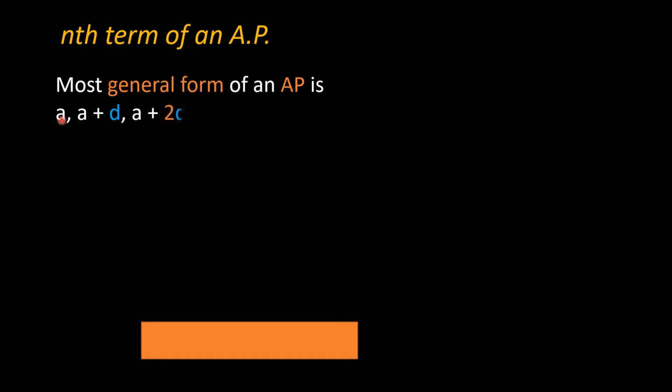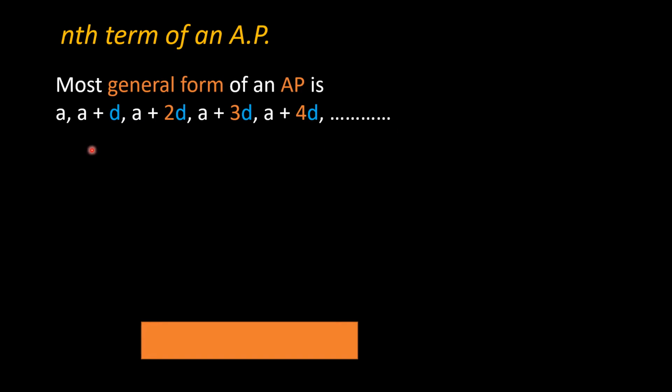In this video, we will understand about the nth term of an AP. Now, what is nth term? Nth term is any term of the AP which is placed at nth position of the AP, where n is a positive integer. The most general form of an AP is given as a, a plus d, a plus 2d, a plus 3d, a plus 4d, and so forth.